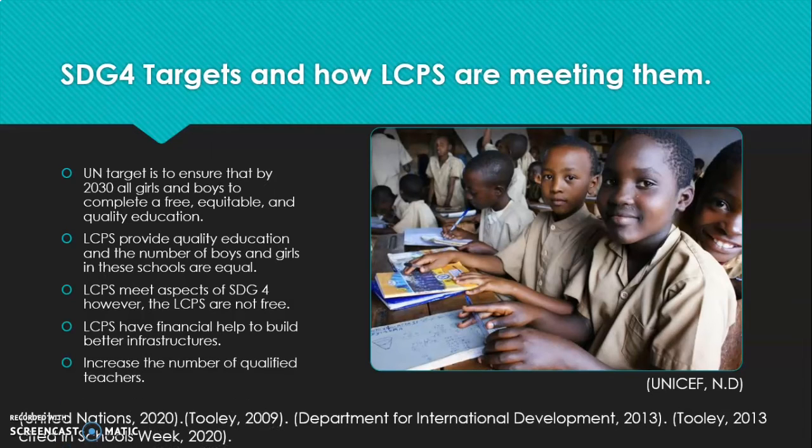The final target is for schools to have an increase of qualified teachers. However, Tooley in 2013 stated that the low-cost private schools in Ghana are largely run by unqualified teachers, so schools may not be providing the best quality of education they can be due to this factor. However, it is impossible to see how well private schools and state schools are doing now, and if they are meeting these targets due to the gaps within the literature.